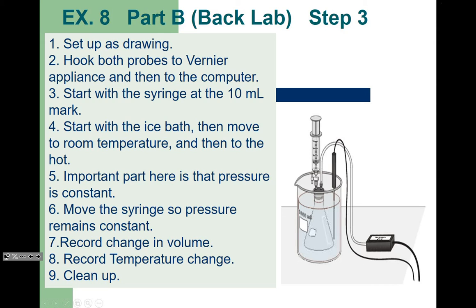So you're going to have the syringe, and you're going to have the syringe all the way in. We found out last period you want it all the way to 0 to start with. Okay? And you're going to make sure this is open. Then you're going to connect this tube to the gas pressure sensor, and you're going to have a temperature probe in there also. Now we're going to be doing two things at once.